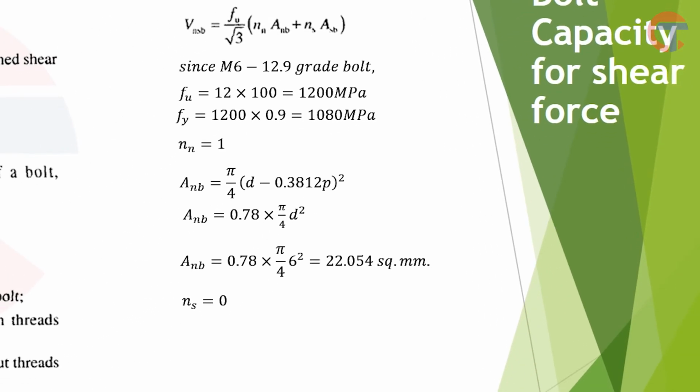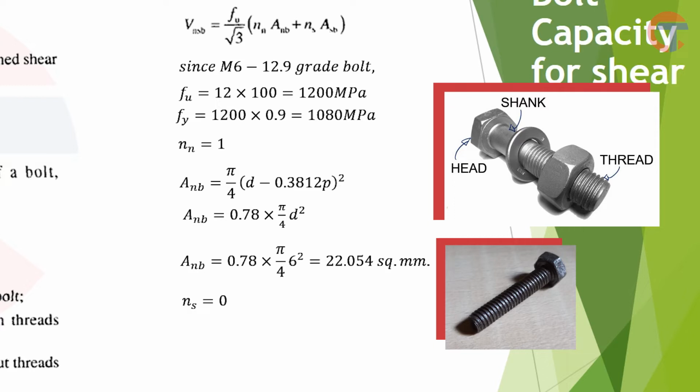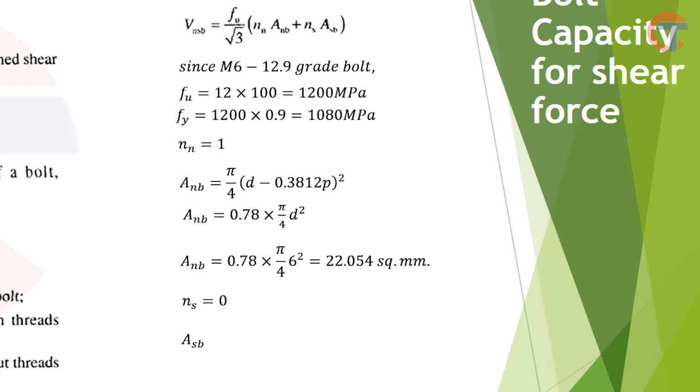Now this NS is number of shear planes at the bolt shank. Bolt shank is the part of the bolt shaft where no thread is done. But as this bolt is fully threaded, there is no shear plane passing through the shank, so NS will be 0. ASB is the bolt cross-sectional area at the shank. ASB is equal to pi by 4 into d square, pi by 4 into 6 square is equal to 28.274.